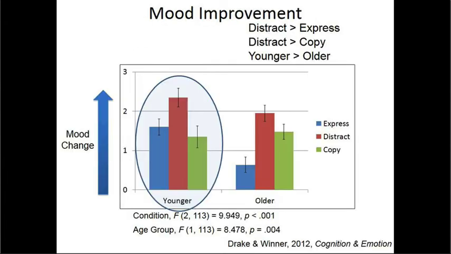Here again, we have it broken up by younger and older children, looking at mood improvement, mood change. The red bars are the distract condition. First we find what we did in the first study, where the distract condition in red has greater mood improvement than the blue bar for express. We also find that those in the distract condition, the red, have greater mood improvement than those in the green bar, the copy condition. We're showing that it's distraction, not copying, but creating an image that's leading to mood improvement. And we found that younger children had a greater mood benefit than the older children. So we did find an effect of age.